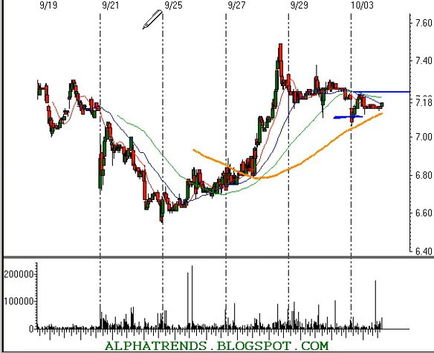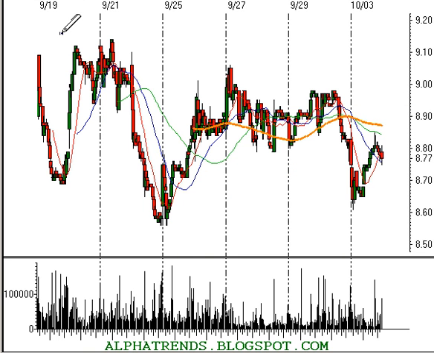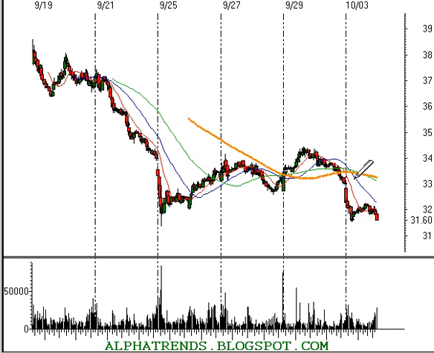UTSI, we were looking for it to get above $9 a share. That never occurred. No trade in there either. ANDE, we were looking for a rally and then to sell short some weakness. The rally never occurred. The stock broke down hard.